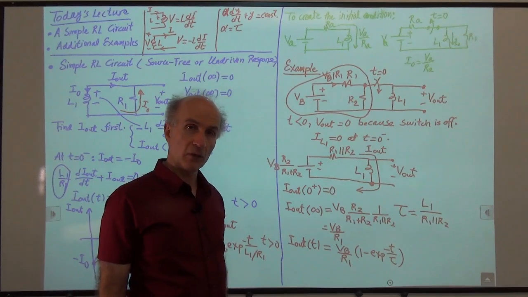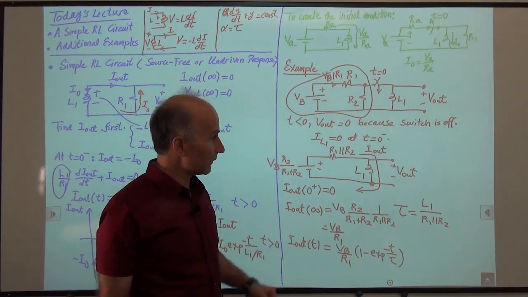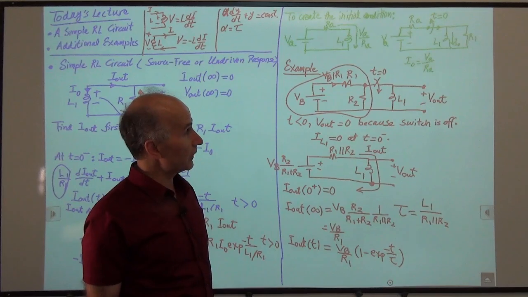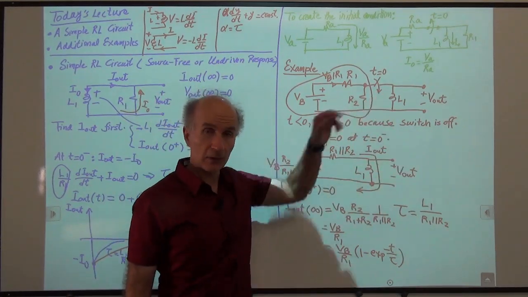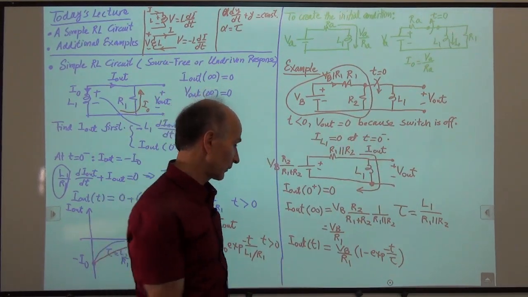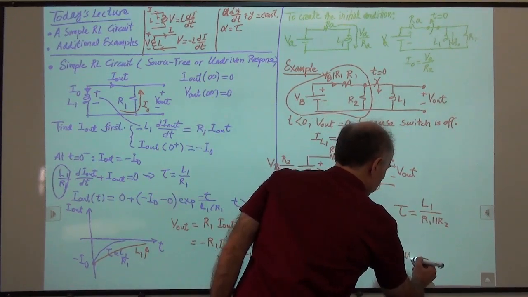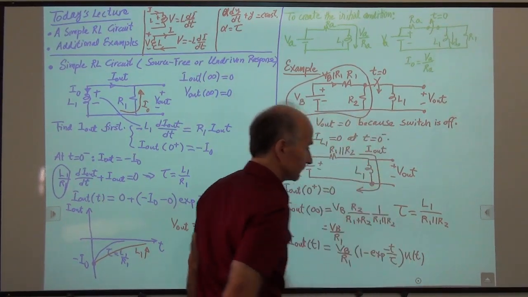So that's our equation for the current through the inductor as a function of time after the switch begins to conduct. And we can put a u of t here because the current through the inductor before time 0 is 0.